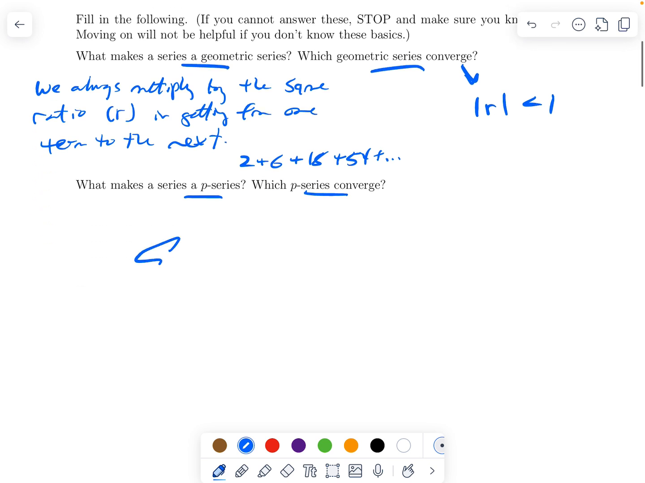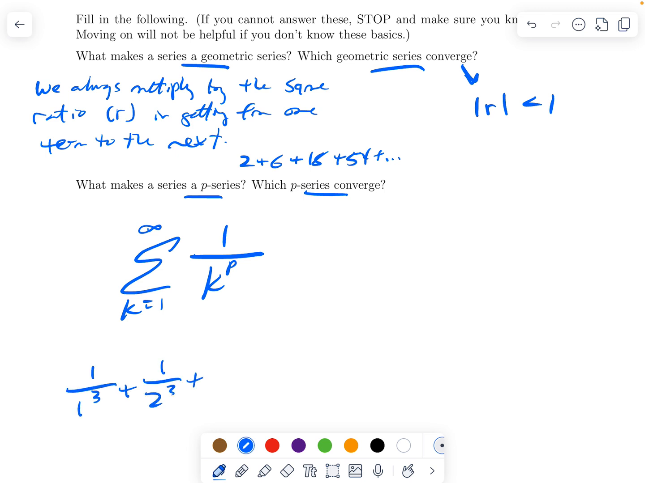A p-series is one of the form 1 over k to the same power over and over again. So for example, 1 over 1 to the third, plus 1 over 2 to the third, plus 1 over 3 to the third, etc. And a p-series converges when p is greater than 1. If p is greater than 1, then the denominators get big rather quickly, and so we have small fractions and we can add them together.